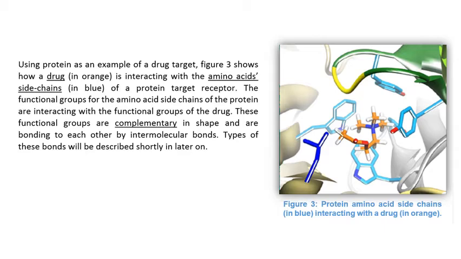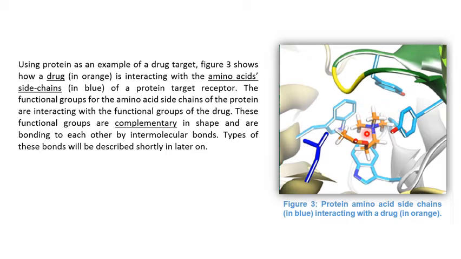Okay, so now since we have a better idea about the structure of the protein, in this figure we see an example of how a protein is interacting with the drug. Here is a protein, and these are the side chains, amino acids of the protein in blue, and this is a drug in orange, and these groups from the drug and from the amino acids of the protein are complementary to each other. They are interacting with each other.